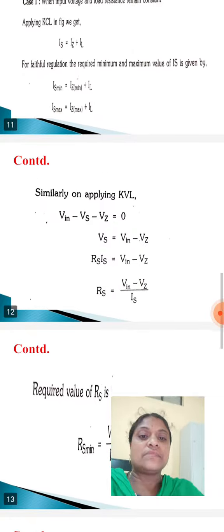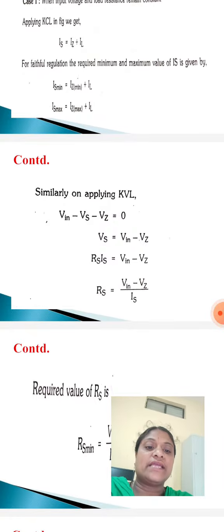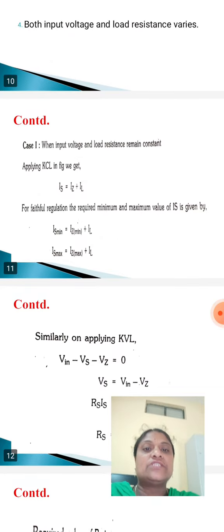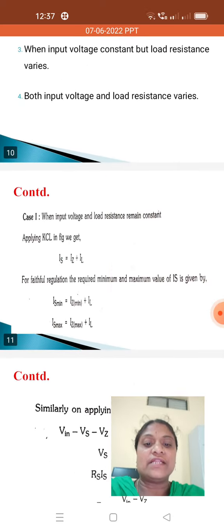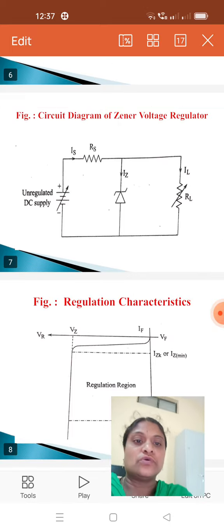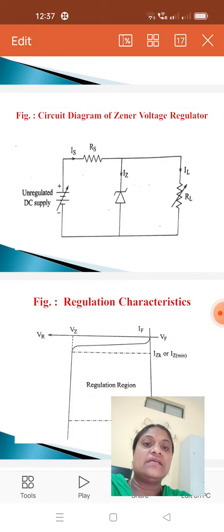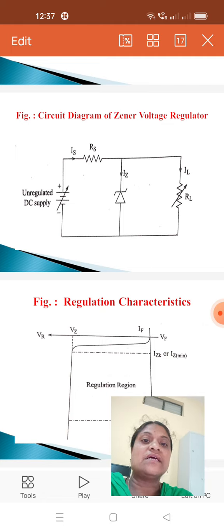Next, similarly on applying KVL. KVL means it is a closed loop. Observe the circuit. What is the formula for KVL? The input voltage is Vin, the source voltage is Vs, and the Zener voltage is Vz. Applying it, with the current flowing through, Vin minus Vs minus Vz is equal to 0.